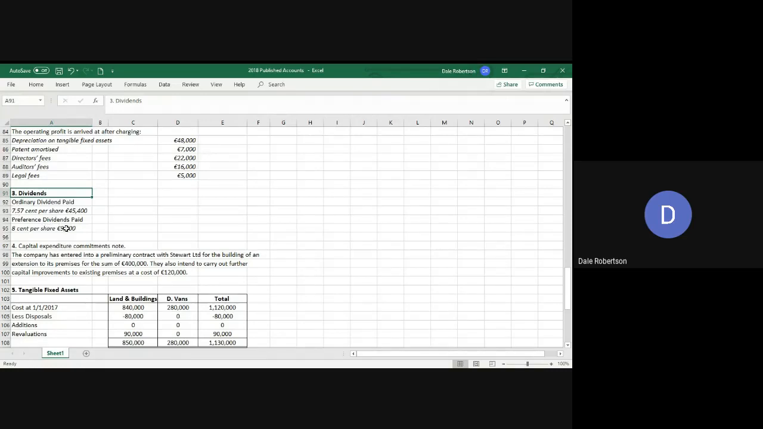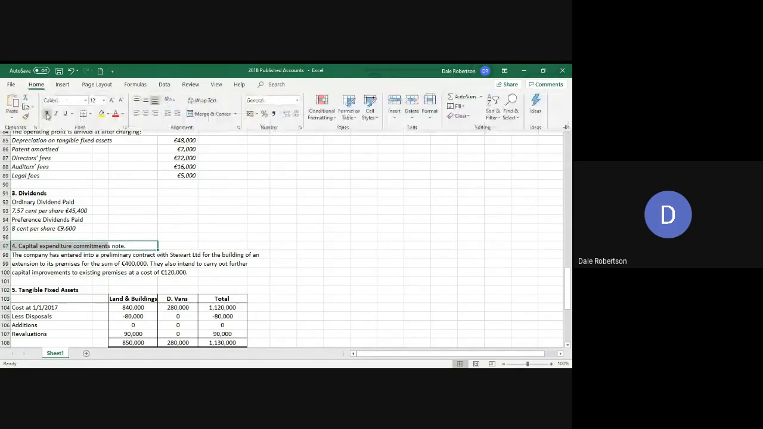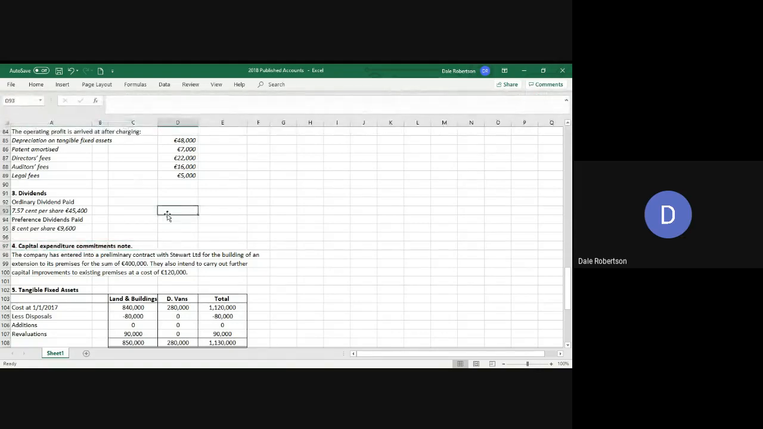That preference dividend, well, you know that the preference shares are 120,000, and you know that they are an 8% preference dividend. So therefore 8% by 120 gives you that 96, and then the remainder must be ordinary shares. And then the capital expenditure and commitments note. This is the one talking about the preliminary contract. You're basically just rewriting paragraph 8 of the question there, giving the details of that preliminary contract.